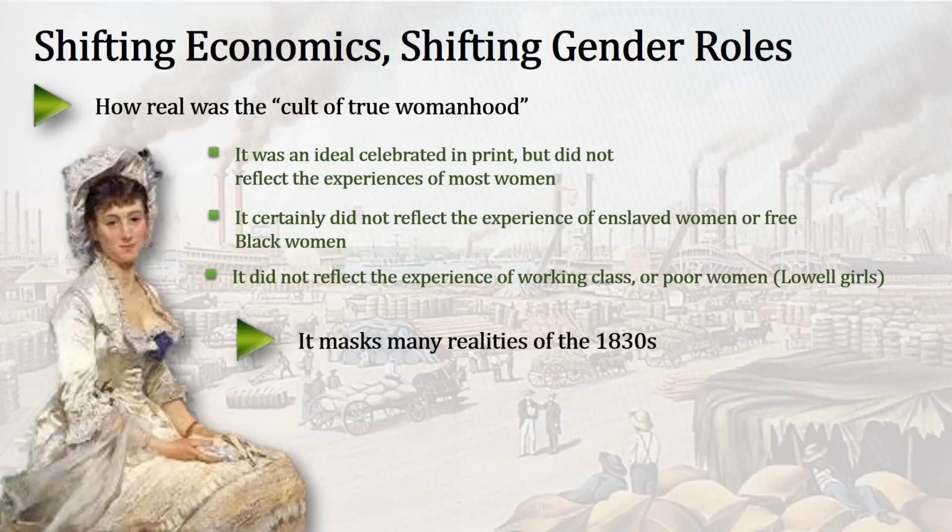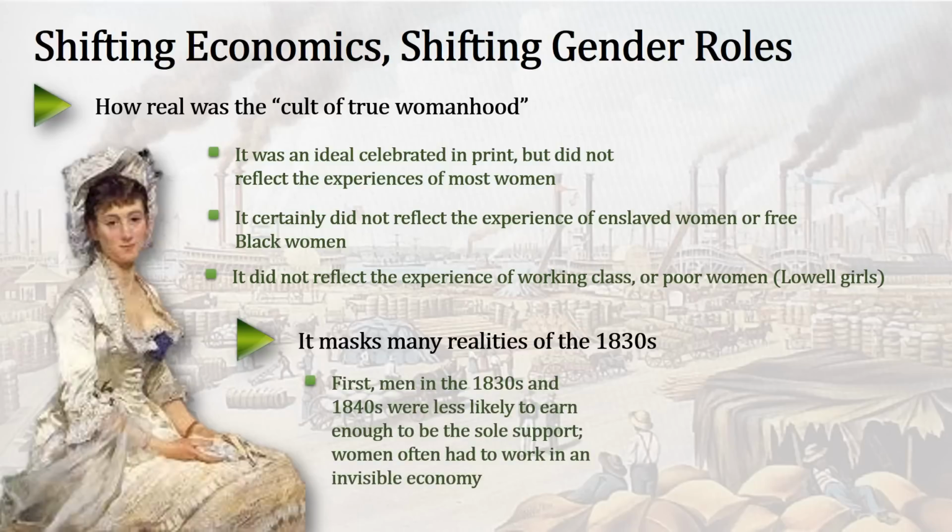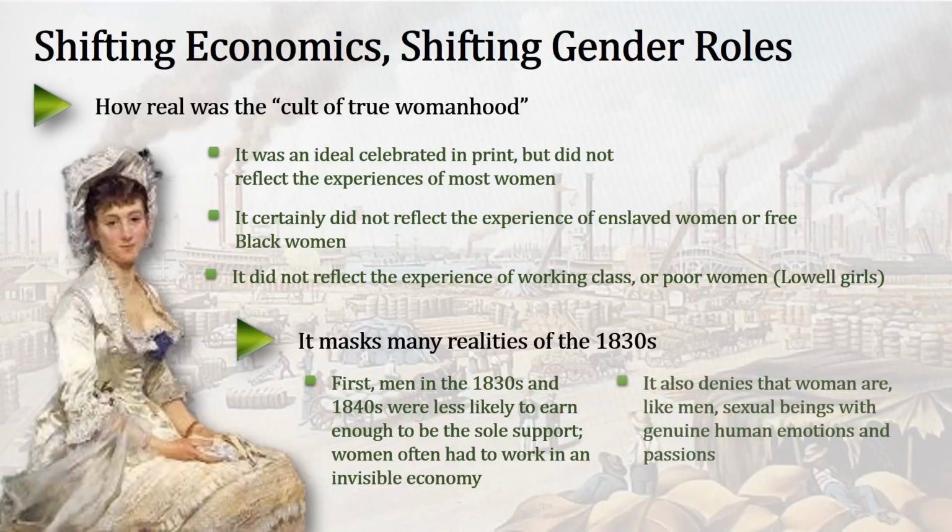It masks the many realities of gender relations in the 1830s, one of which is that men in the 1830s and 1840s became less likely to earn enough to be the sole support of their families. Women often had to work in what was called the invisible economy, doing sewing or laundry in order to make a little bit of money on the side in order to support the family. Also, it denies that women are, like men, sexual beings with genuine human emotions and passions.